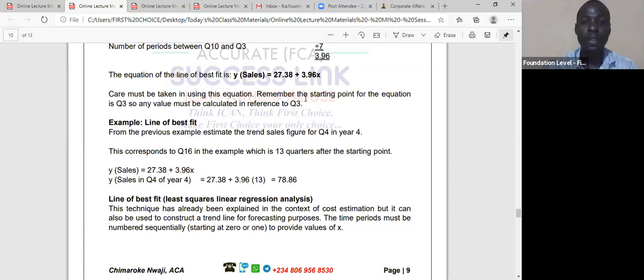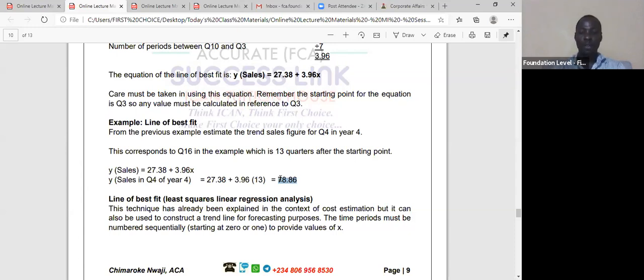So what is our starting point? Our starting point is this constant here, 27.38, plus this slope multiplied by the X value. So all we need to do, what are your sales in Q16? It's going to be this figure here plus this slope times the 13 quarters in between. So this X is the 13 quarters in between. You will not put Q16 here, you put 13 quarters in between. So all you now need to do is multiply 13 by 3.96, get a figure there, then you add your 27.38, and get your 78.86. That is your sales for Q16.